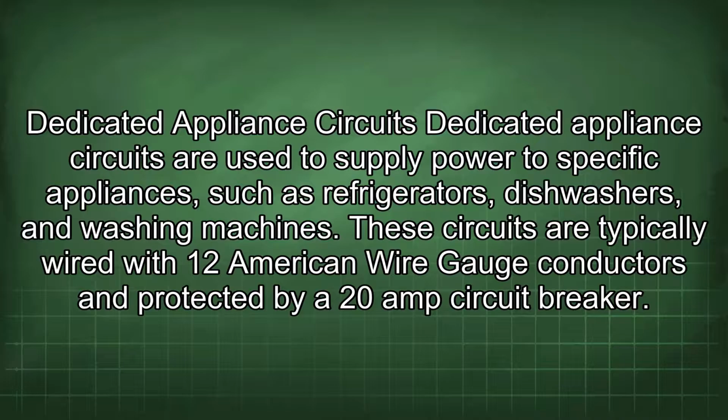Dedicated appliance circuits. Dedicated appliance circuits are used to supply power to specific appliances, such as refrigerators, dishwashers, and washing machines. These circuits are typically wired with 12 American wire gauge conductors and protected by a 20 amp circuit breaker.